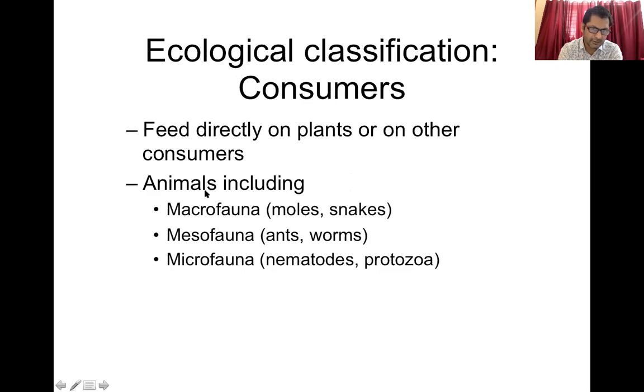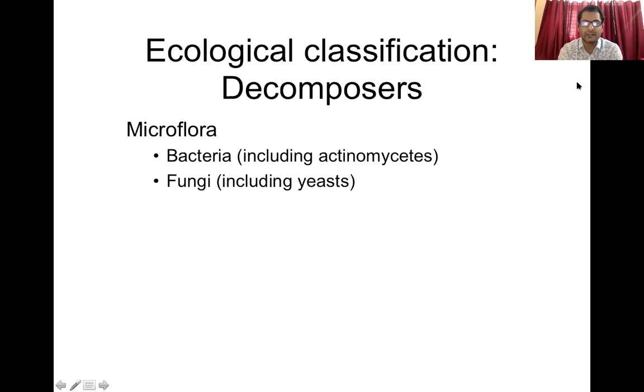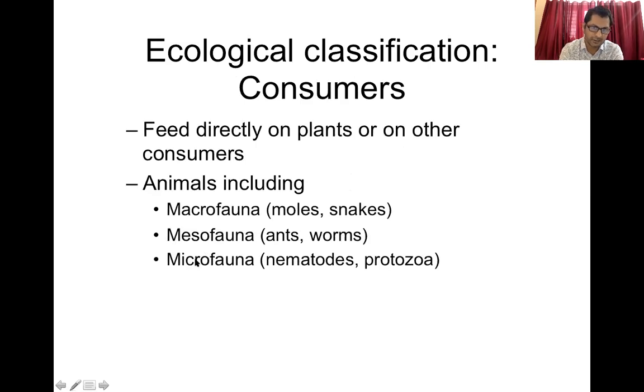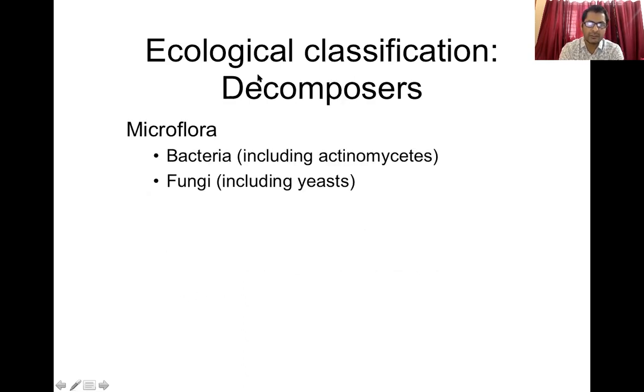Here, one more point is that I told you about the microfauna. There is also microflora, which are bacteria and fungi. So these are also included in the consumers. Some bacteria can function as consumers, and other bacteria work as decomposers. So microflora, bacteria and fungi, this group also comes here. So macrofauna, mesofauna, microfauna, nematodes and parasites, and then microflora, bacteria and fungi. And in the decomposers, it is mostly microflora, which is bacteria and fungi.